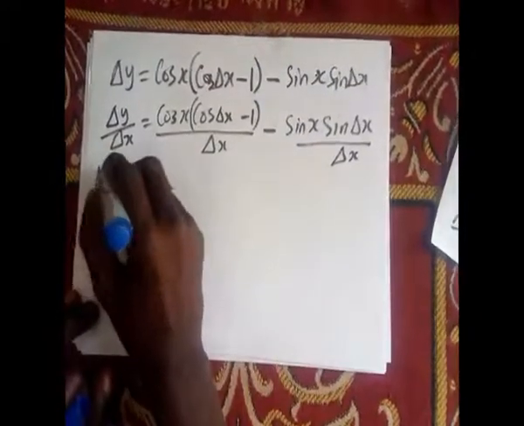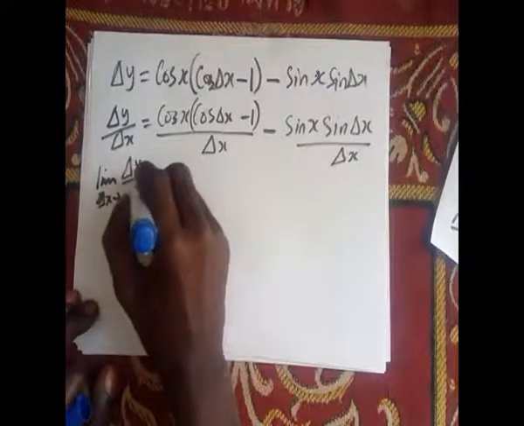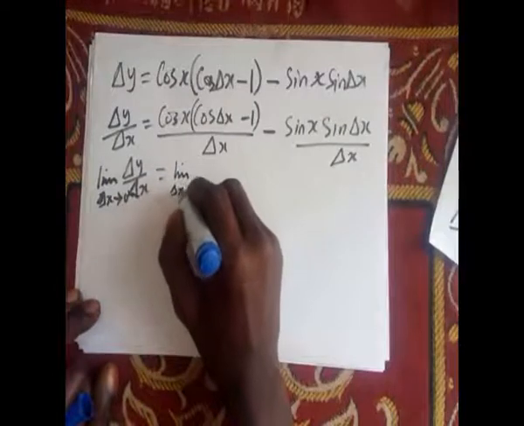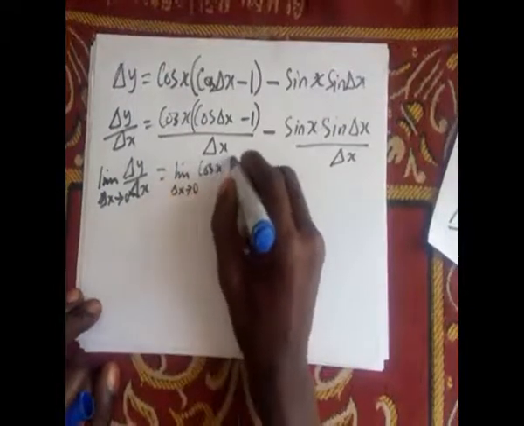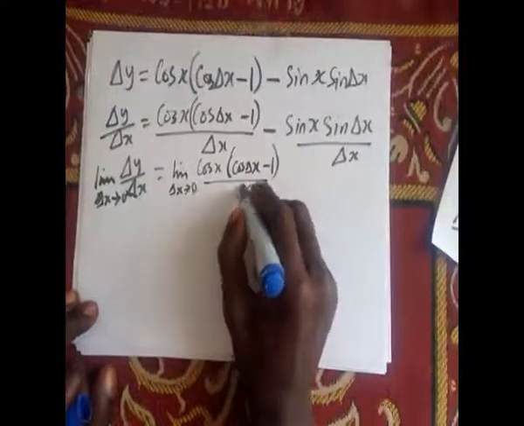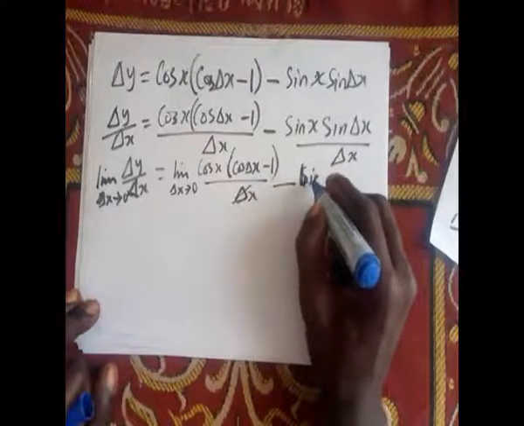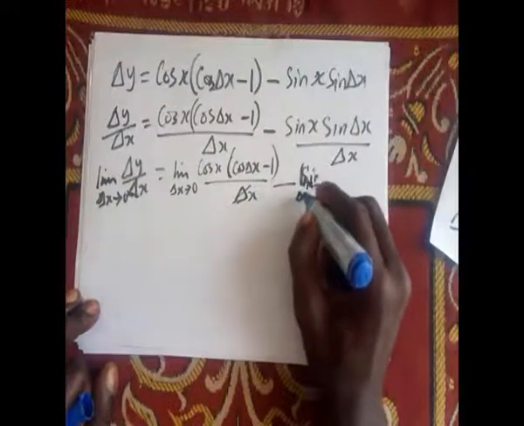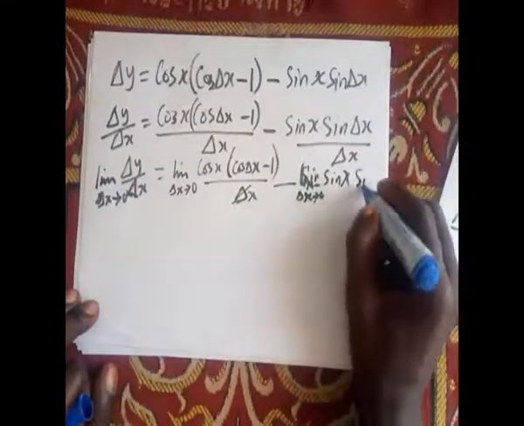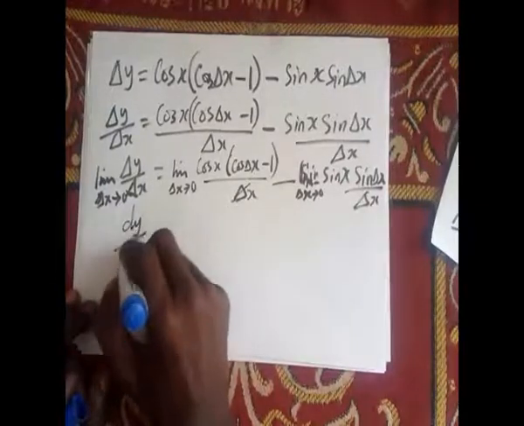When you take the limit as delta x approaches 0 of delta y over delta x, it equals the limit as delta x approaches 0 of cos x into (cos delta x minus 1) all over delta x, minus the limit as delta x approaches 0 of sin x sin delta x all over delta x. Then this limit becomes dy/dx.